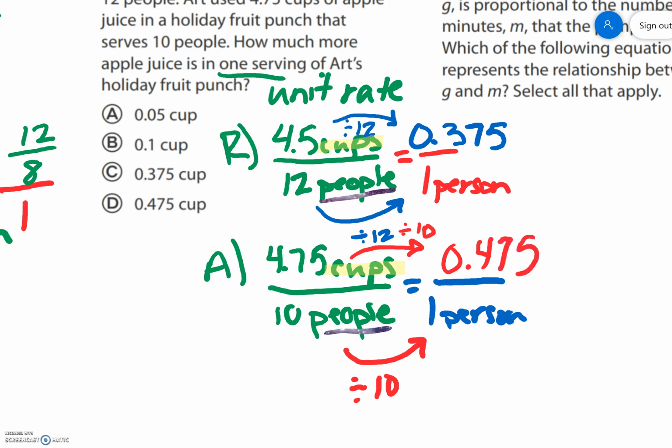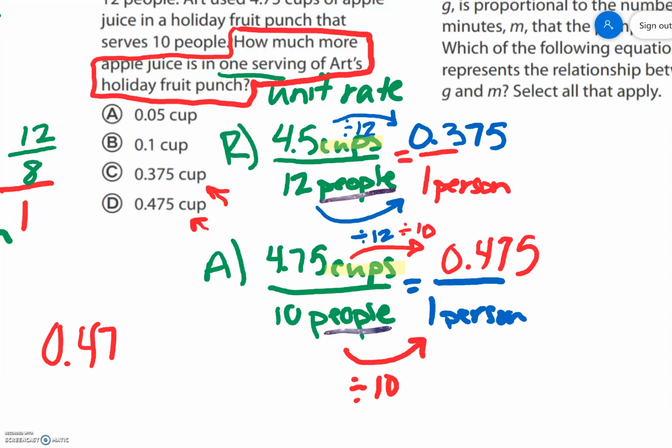Now be very careful, because both of those answers were answers in our multiple choice. Don't just think, oh, that must be the answer. Reread the question. See what it's asking you. Make sure you're answering the question. How much more apple juice is in one serving of Art's than in Rachel's? So we need to subtract 0.475 minus 0.375. That will give us 0.1 cups.